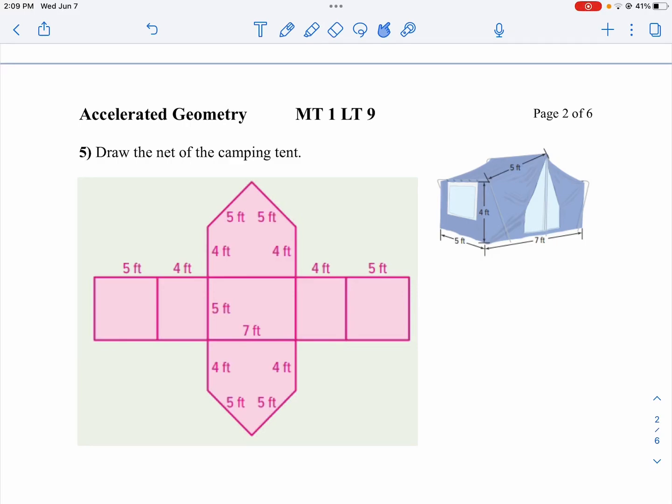And we're going to do the same thing on question 5. Notice what happens here. I've got this triangular, or actually pentagonal, prism. I've got a pentagon in front and a pentagon in the back, so notice each side is 5 feet, the height is 4 feet, and my base is 7 feet, so I put that in there. And then each rectangle is 4 feet by 5 feet. And that's what we have there. And then I just draw those out.